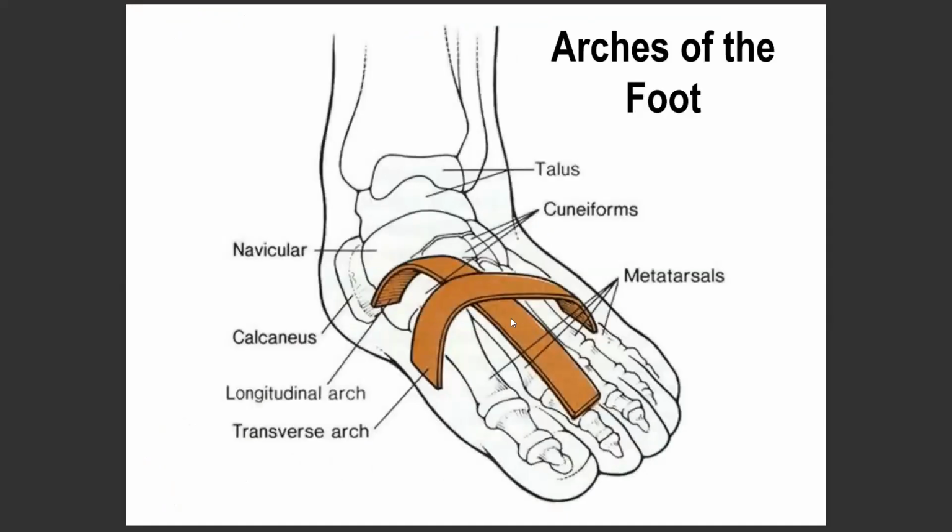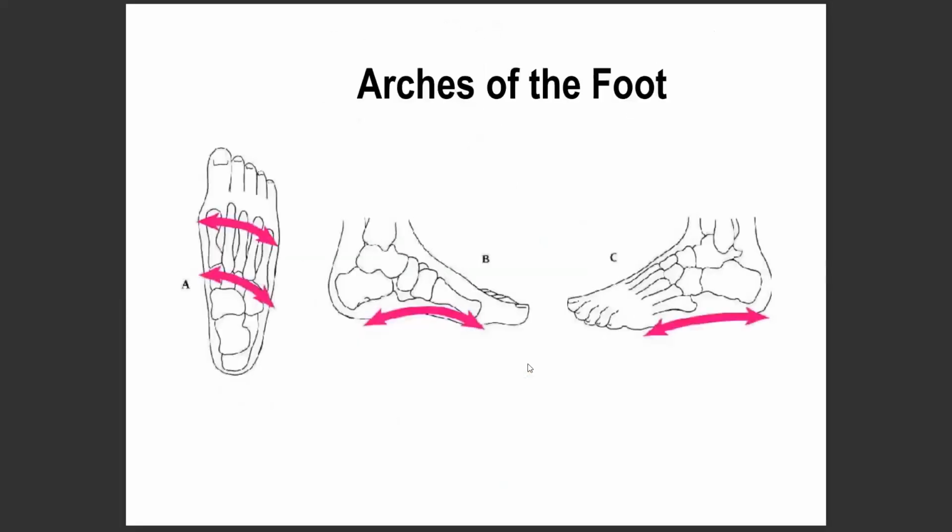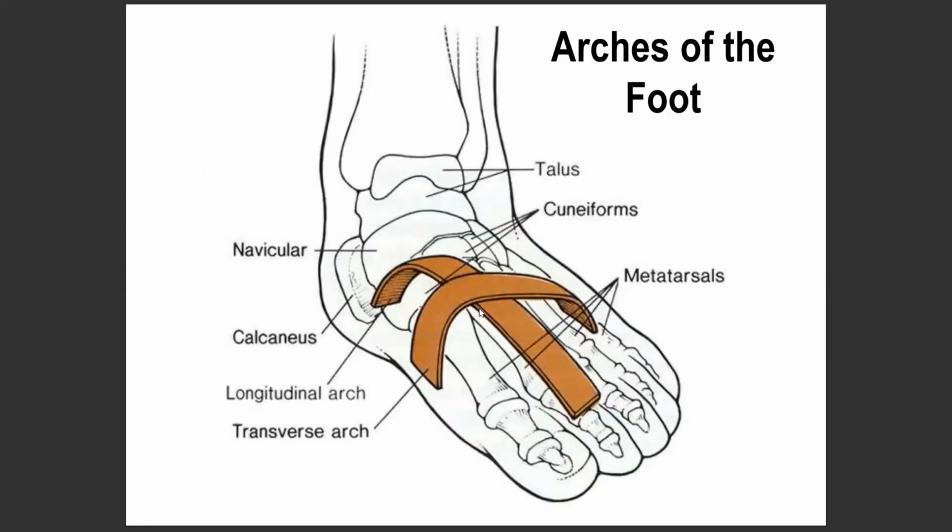Arches of the foot, there are two arches. One is known as the transverse arch, the other is known as the longitudinal arch. The transverse arch is made of the metatarsus, and the longitudinal arch is made of those bones in the longitudinal direction. Then the longitudinal arches, there are two in number. This is the lateral arch and the medial arch. The medial arch is much higher and more prominent than the lateral one.